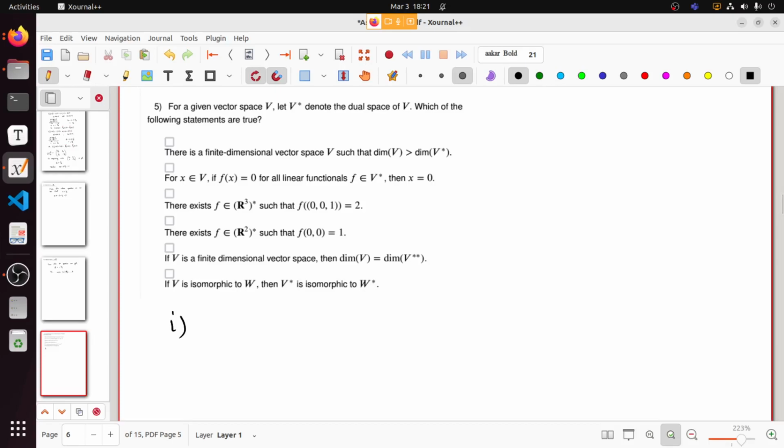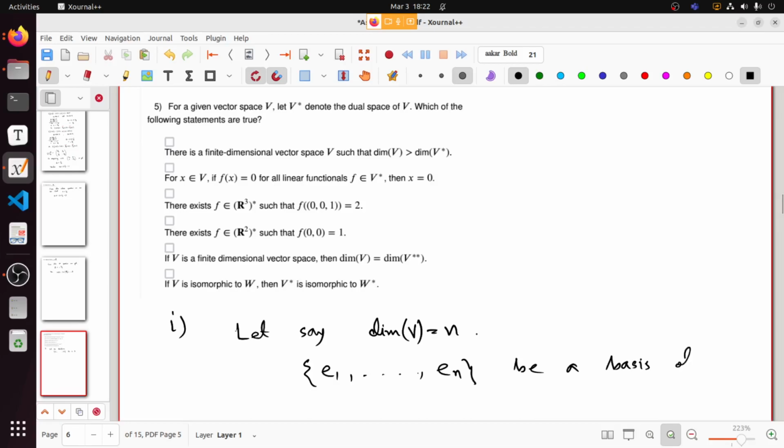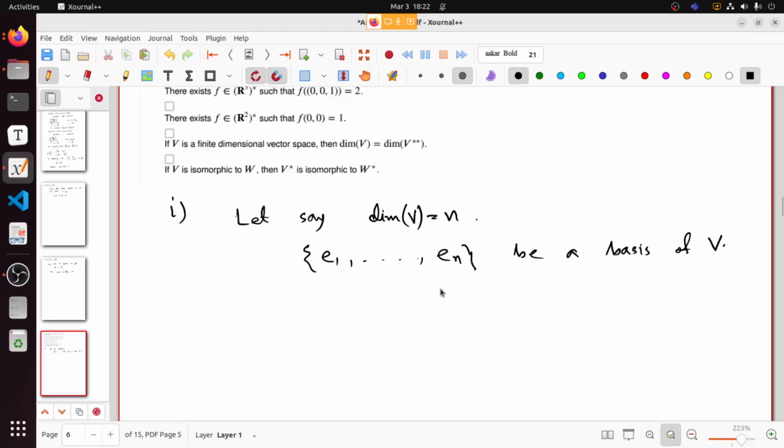For a finite dimensional vector space, you know that dimension V and dimension V star are always the same. This was done in the class. Or simply, assuming a basis of V, you can give the basis of V star. So how to do that? Let's say for finite dimensional V, the dimension of V is n, and let e1, dot dot dot, en be a basis of V. We will now define the basis of V star.